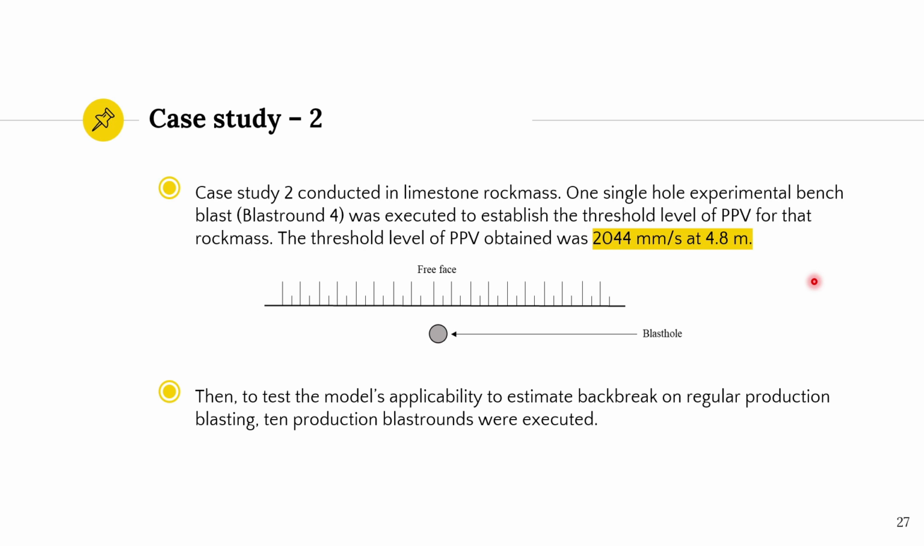Case study 2 is conducted in the limestone rock mass to check the applicability of the model in normal production blasts. Here also, one experimental blast is conducted to determine the threshold level of PPV for this rock mass, and that is found to be 2044 mm per second. Then, to test the model's applicability to estimate backbreak in regular production blasting, 10 production blast rounds were executed.